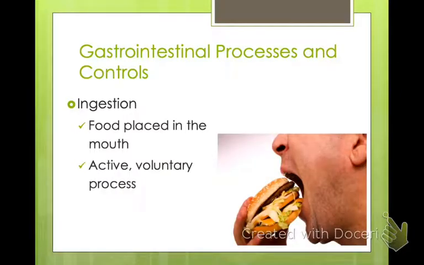There are 6 processes that we are going to talk about. And the first process for the GI tract is ingestion. The only way digestion is going to happen is if you put food into your mouth. So you need to ingest food, and this is what we call a voluntary process, and that means that you actually have to do it. Nobody's doing that for you. So you have to put the food into your mouth, and we call that ingestion.